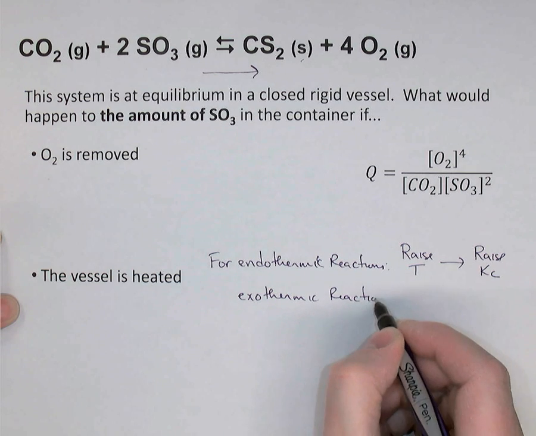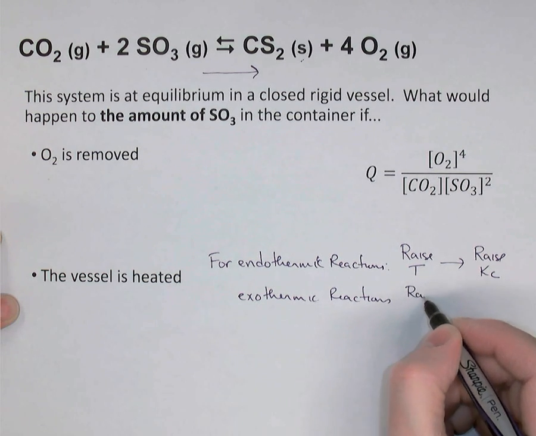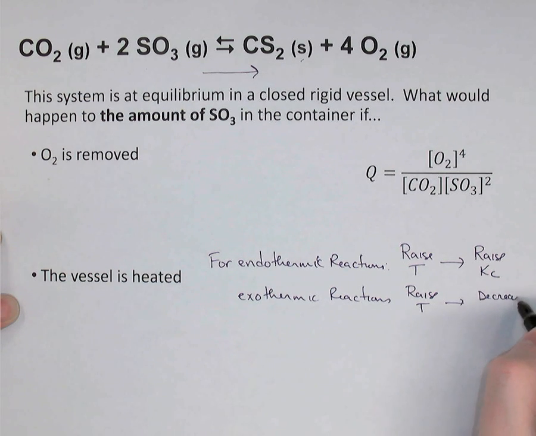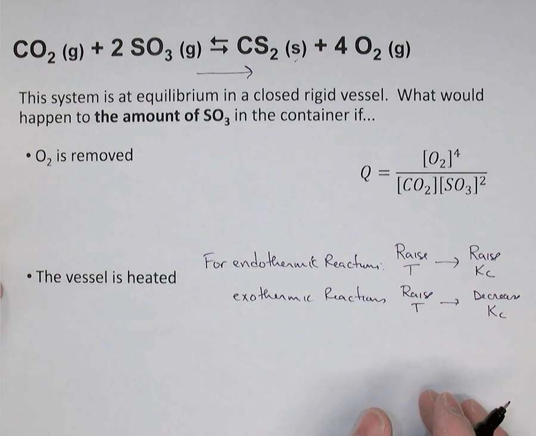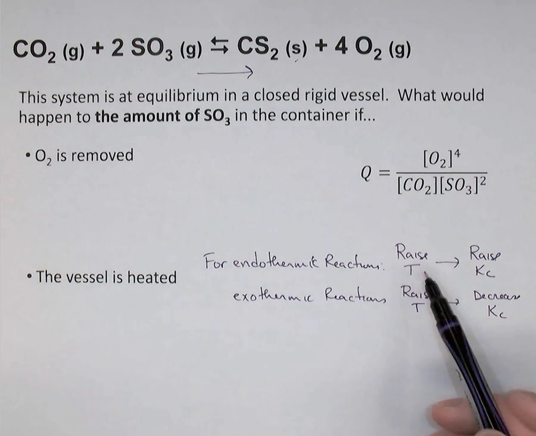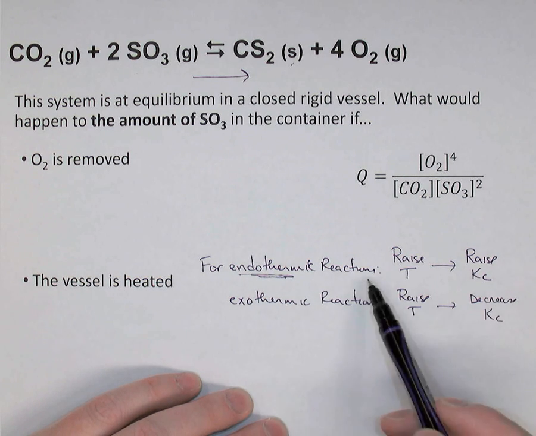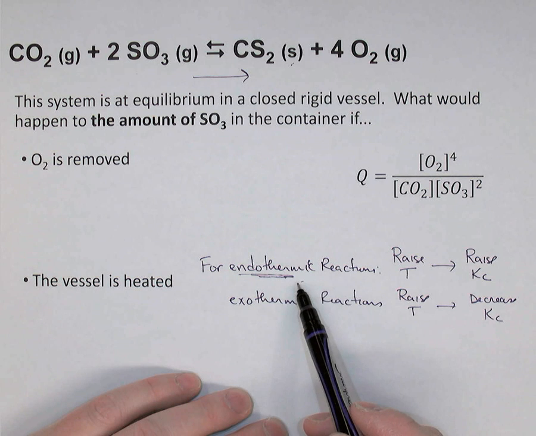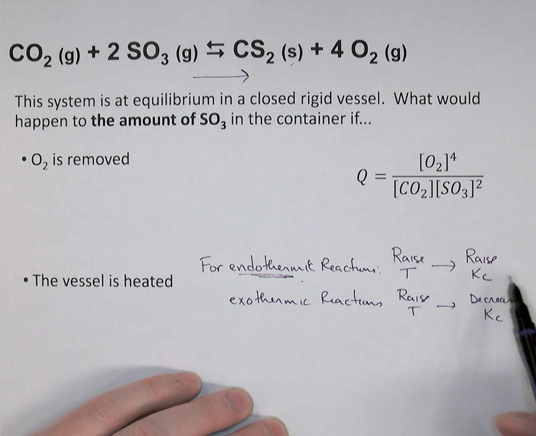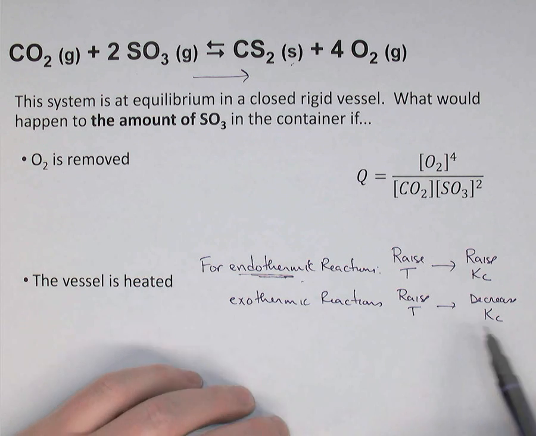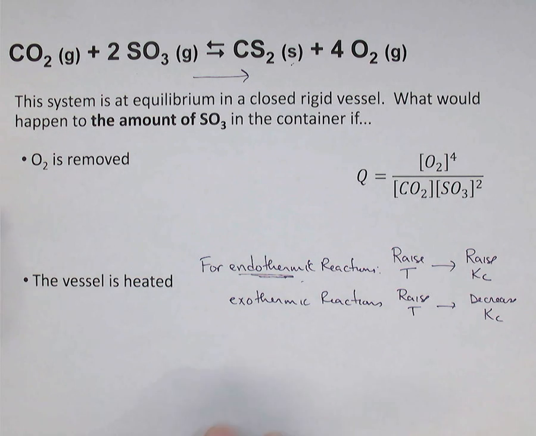So for an exothermic reaction, if you raise the temperature, you will decrease Kc, or you'll lower the Kc value. So be sure you memorize that. If you raise temperature in an endothermic process, Kc gets bigger. If you lower the temperature for an endothermic process, Kc gets smaller. For exothermic processes, it's the opposite. Raising temperature lowers Kc, lowering temperature increases Kc.